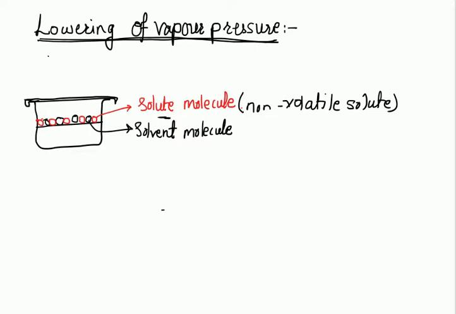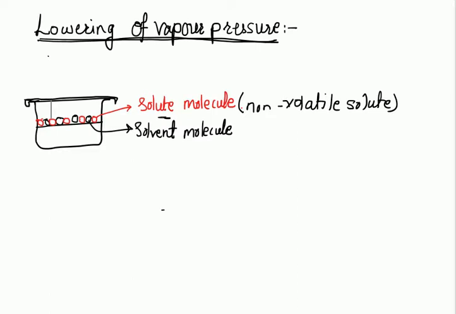Hence the rate of evaporation, since the surface has decreased, the rate of evaporation of the solution will be less as compared to that of the pure solvent. Previously, when it was pure solvent, the surface was fully occupied by the solvent here, and that's why the vapor pressure of the solution is also lower than the pure solvent.